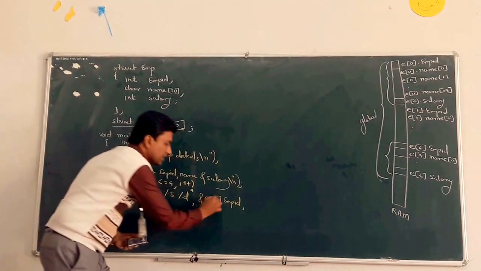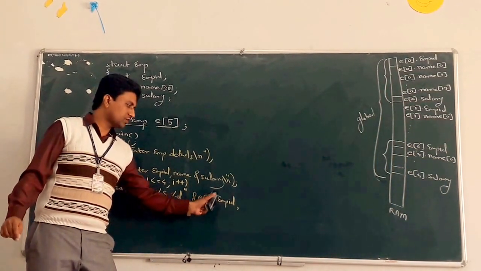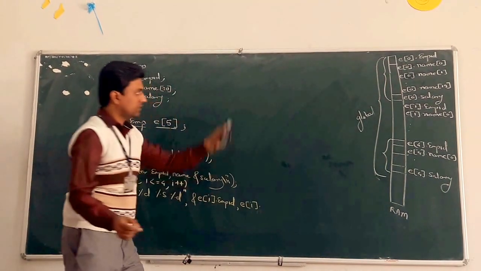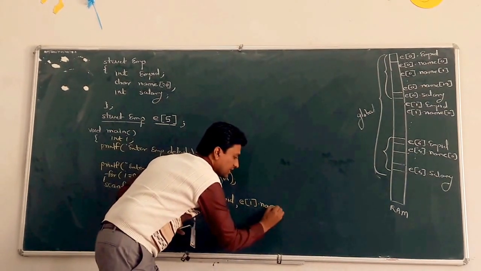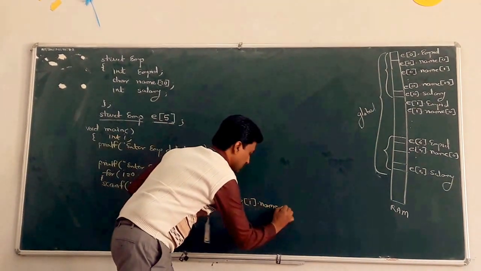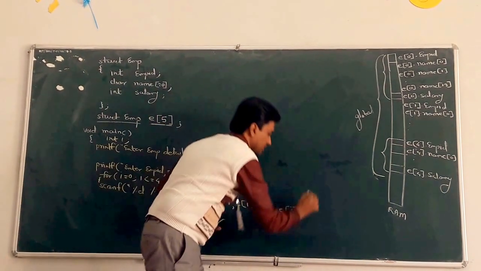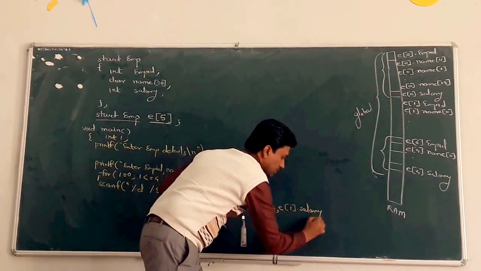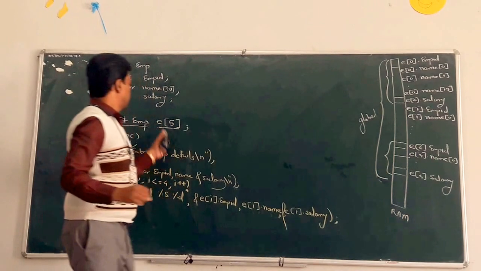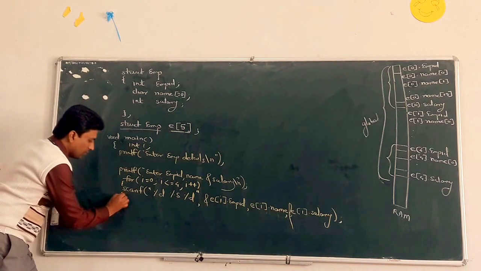So scanf here, write &e[i]. That is the first record, that is the address of e[0].employeeID. Next, e[i].name. Don't write ampersand because it is a character array. Next is e[i].salary, and it is an integer type, so write ampersand while scanning. For loop complete.